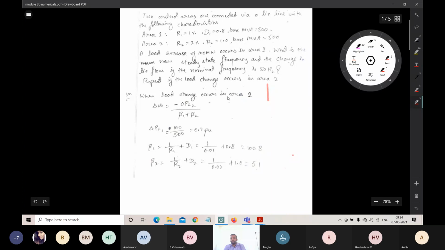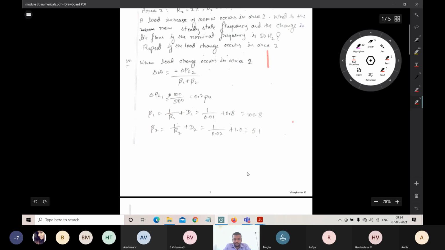And we know what beta 1 and beta 2 are. Beta 1 is equal to 1 by R1 plus D1. Beta 2 is 1 by R2 plus D2. So these are the equations for the bias characteristics. So 1 by R1 is 1%, and 1% is nothing but 0.01, and D1 is 0.8. Similarly for beta 2, 1 by R2 is 2%, 0.02, plus D2, 1. So we get beta 1 and beta 2.